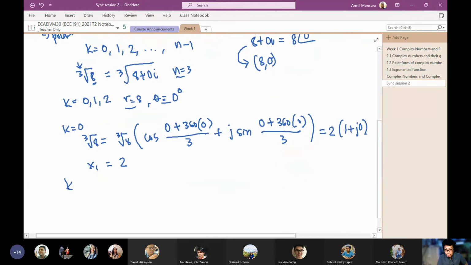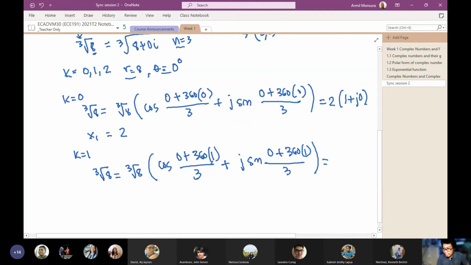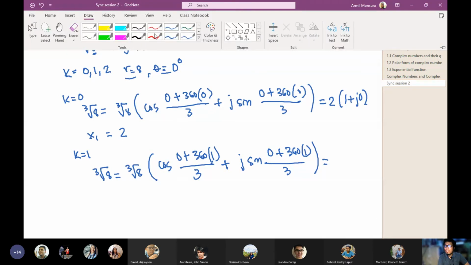Next, we will now have K equals 1. So your cube root of 8 is basically cube root of R times cosine of 0 plus 360 times 1, divided by 3, plus J sine of 0 plus 360 times 1 divided by 3. Okay, ano to? This is cosine of 0 plus 360 divided by 3, so this is basically 360 divided by 3, or cosine of 120. What is cosine of 120? Negative 1 na po.